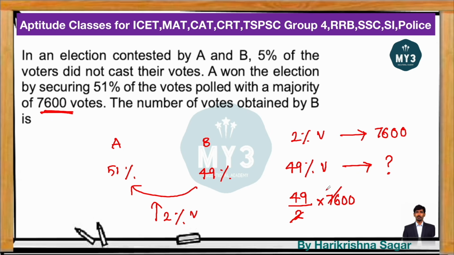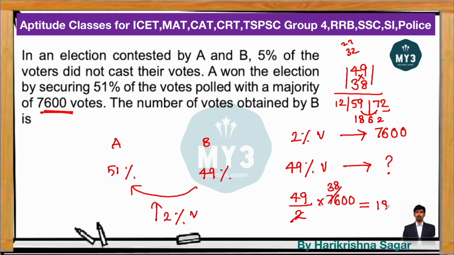So 2 1s are 2, 2 3s are 6, 2 8s are 16. So further simplification, 49 into 38 you have to do. I am just further simplifying like this using the criss-cross method. 9 into 8 is 72, 8 into 4 is 32, 9 into 3 is 27. 32 plus 27 gives a result of 59, and further 4 into 3 is 12. So take the last digit 2, and send the 7 as a carry. 59 plus 7 gives a result of 66, and further 1862, and add 2 more zeros.